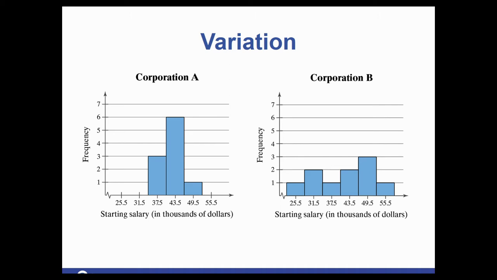So when you're looking at a graph, you see data that's tight together for Corporation A; it had a smaller range. And then a data set that has a larger spread from max to min had a larger range, more variation, more spread out. So that's what this section is all about: trying to describe numerically what's going on when we talk about a spread of a data set.